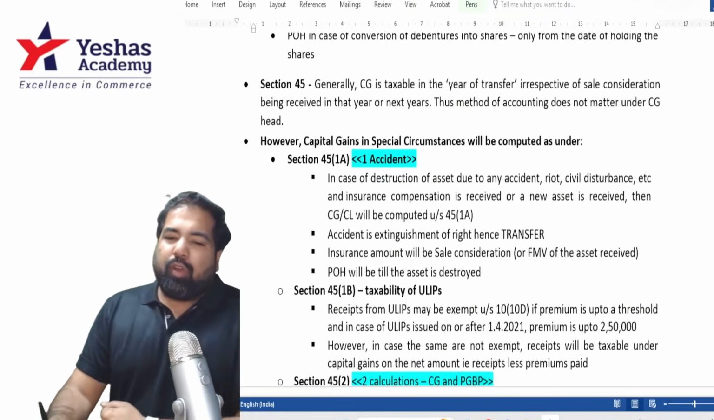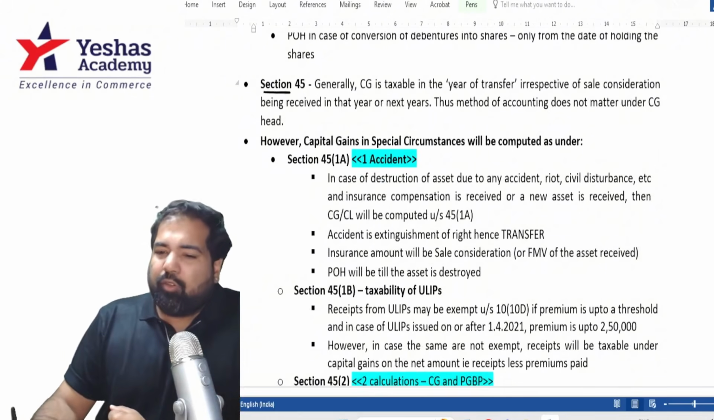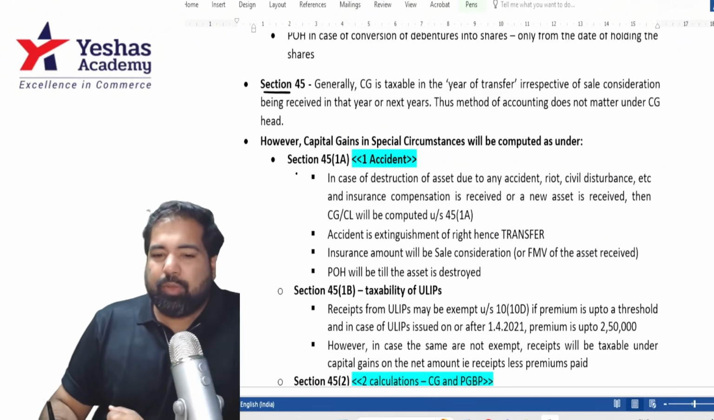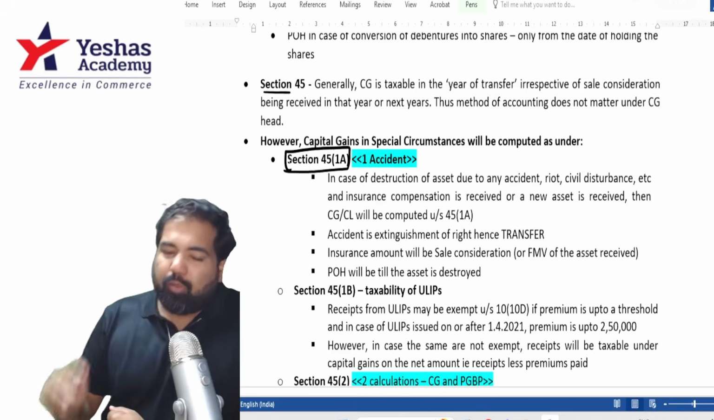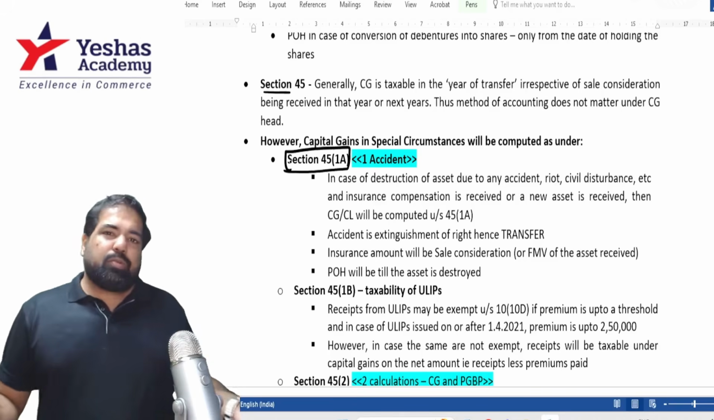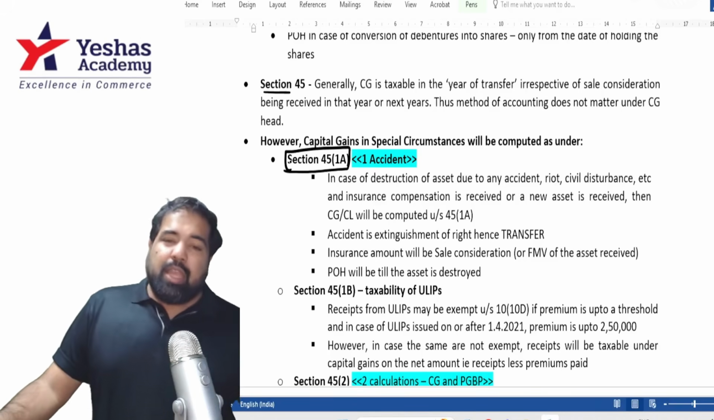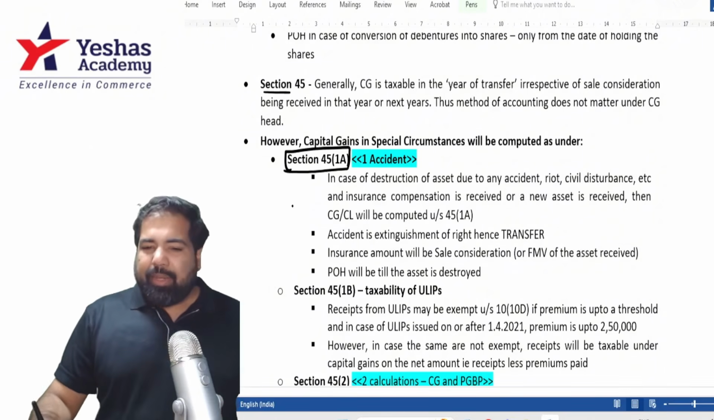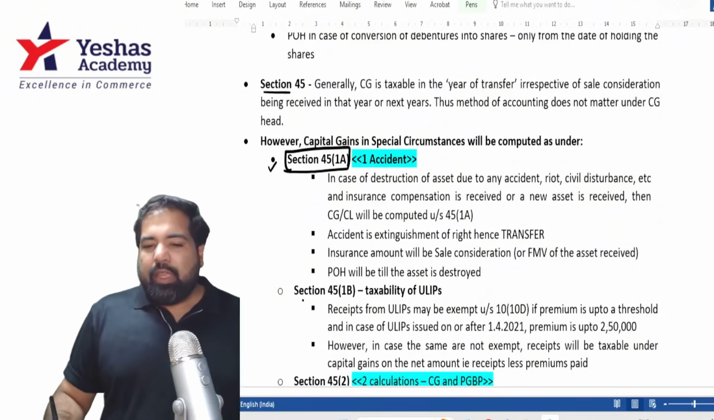Next, section 45 tells you that it will be taxed in the year of transfer, irrespective of the sale consideration, but there are some exceptions. First one is section 45(1)(a). What does this mean? In case my house property gets destroyed and I get insurance money, then the year I get the money, not the year my house got destroyed, is the year I will be taxed. That is section 45(1)(a).